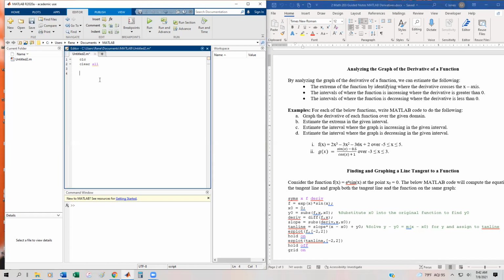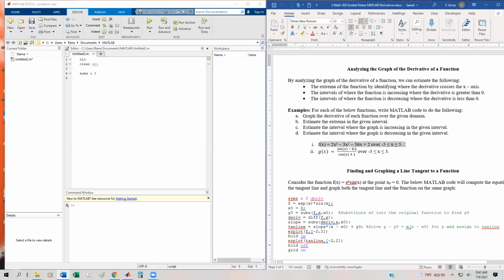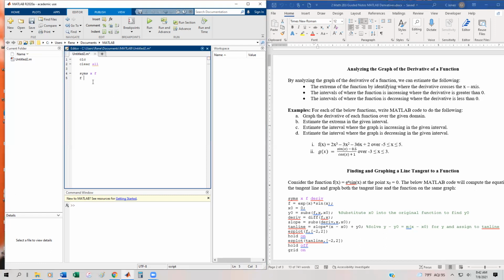All right, so let's start by getting a couple of syms variables. And let's define our function f as such. So f is going to be equal to 2 times x cubed minus 3 times x squared, and then minus 36 times x, and then plus 2. And we're just going to go ahead and plot this. We're going to find the derivative.